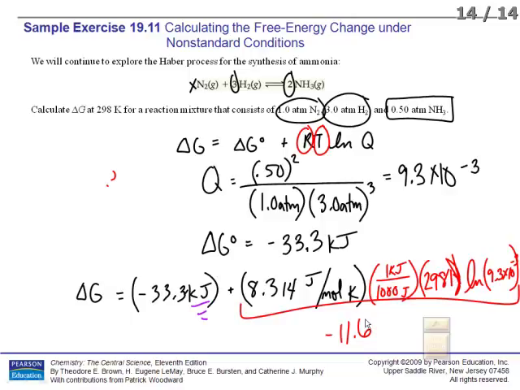Okay, I get delta G, negative 44.9. Watch your units here. We got kilojoules, and that would be per mole just for the overall reaction. So our answer agrees with what we got in the book. Very good. Alright, let's go on to sample exercise 19.12.